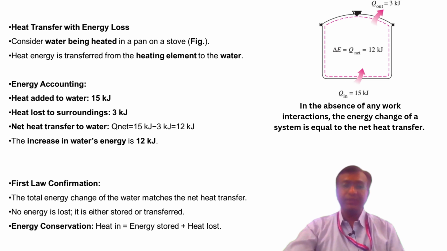We can use a simple equation for this. The heat supplied is equal to the heat stored plus the heat lost. So 15 is equal to 12 plus 3. Now this simplified equation illustrates the principle of energy conservation. The total amount of energy entering the system is equal to the sum of the energy stored in the system and the energy that leaves the system, that is, the heat loss to the surrounding. This reinforces the key message of the first law: energy cannot be created or destroyed, only transferred.